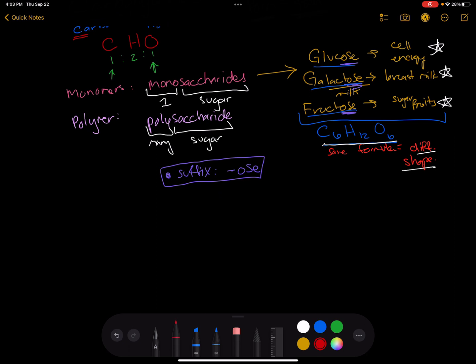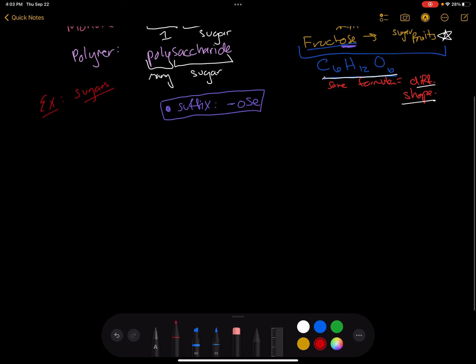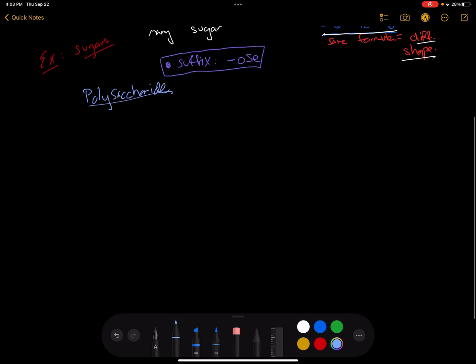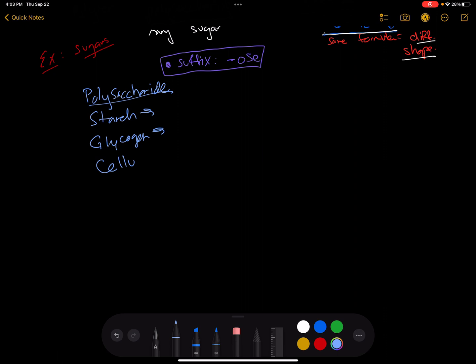Now, for examples, since we've already kind of talked about it, the examples of carbs, these are going to be my sugars, just so we have that written on our page somewhere. They're sugars. Now, my polysaccharides, there's a couple that I want us to know about. We have a few famous ones of these as well. So a polysaccharide, this would be starch. And we'll talk about that one. This is going to be glycogen. And we'll talk about that one. And then the other one, which is cellulose.